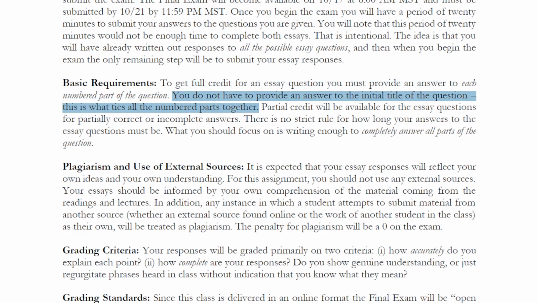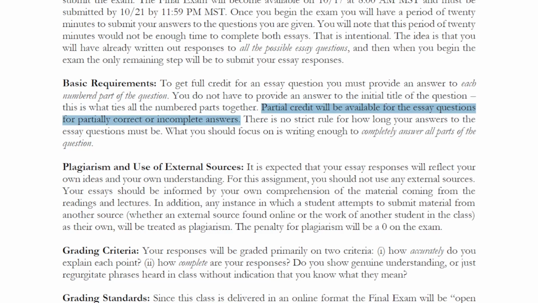Another thing you will notice when you look at the essay prompts is that each question has a title. But this is not something that you need to provide an answer to. This simply informs you of the topic of the essay and tells you what ties all of its parts together into one thematic whole. When I grade your essays, the points you receive will not be an all or nothing matter. You can, and very likely will, receive partial credit. This would occur in the case that your response is either partially incorrect, or if the essay that you submit was incomplete in some way.